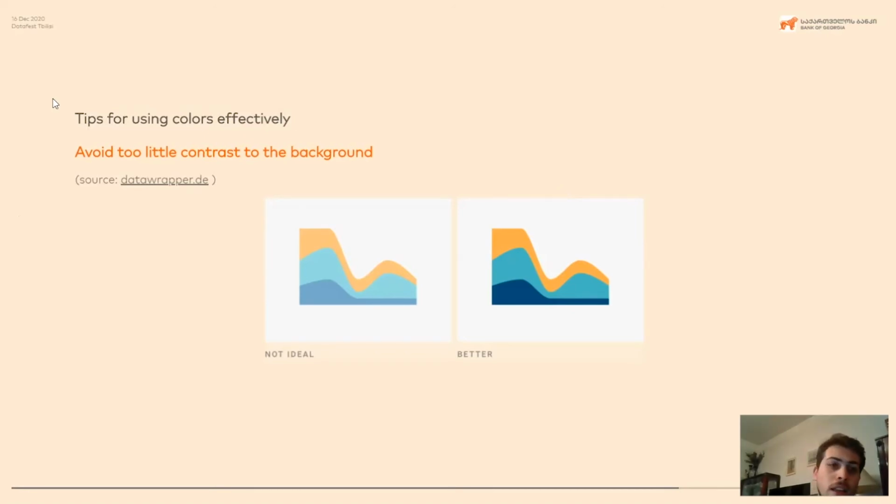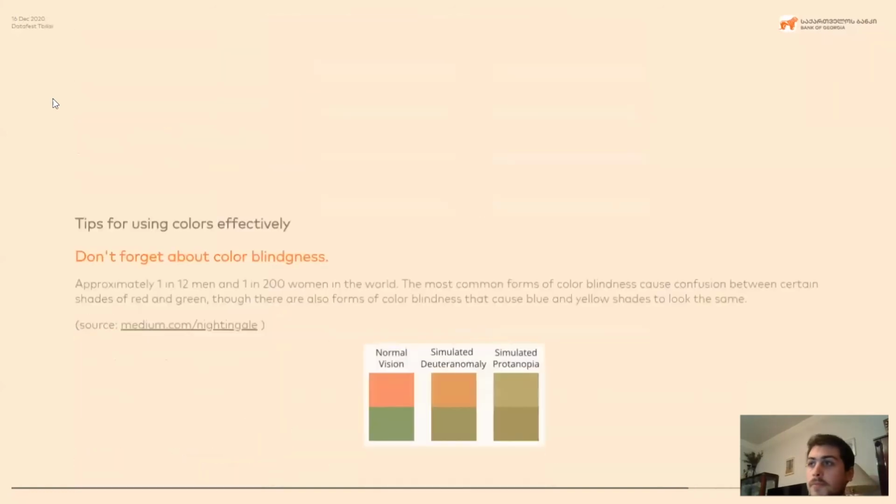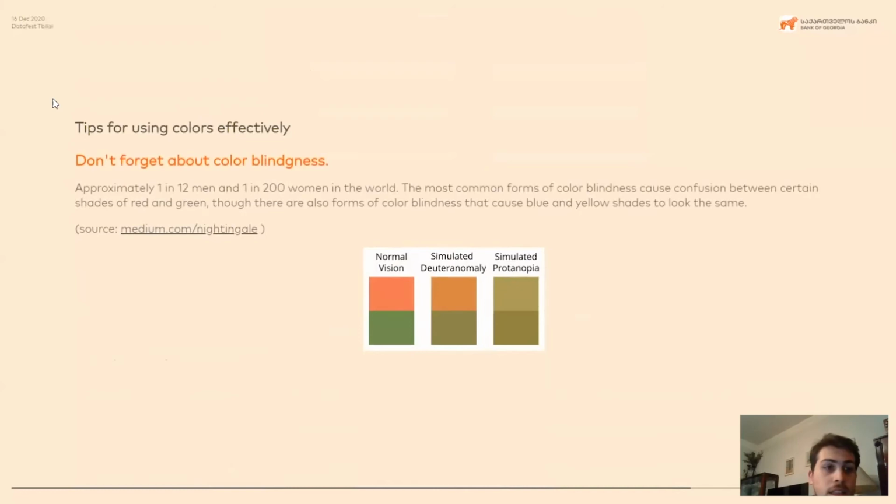And the final one, and one of my favorite, which is related to colors, is called: don't forget about color blindness. Approximately one in 12 men and 1 in 200 women in the world is colorblind.